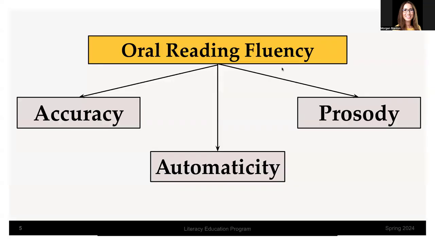So these are the main components of oral reading fluency. Often you'll see these three components listed out: accuracy, automaticity, and then prosody. And we're going to talk about each one of these in the slides that follow.